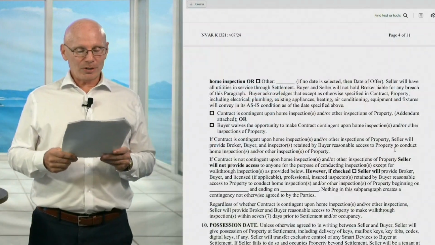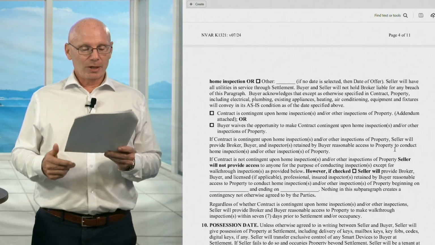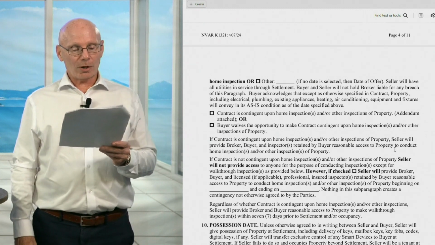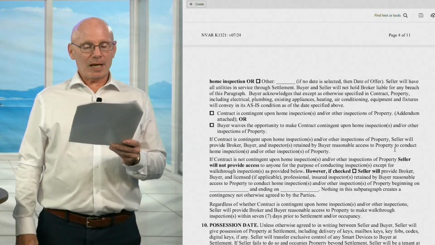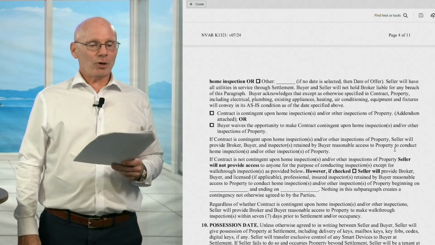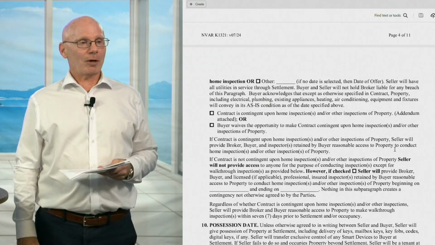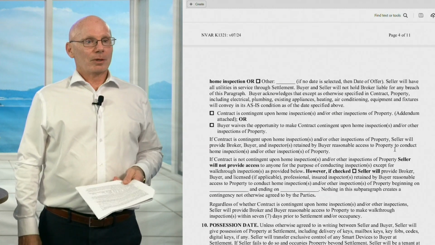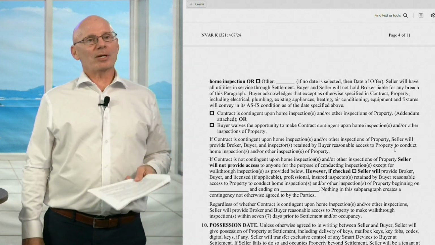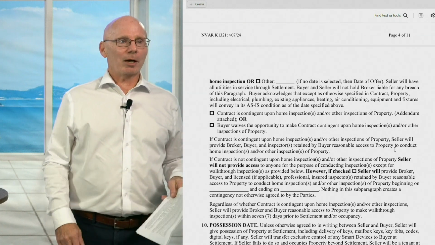So regardless of whether the contract is contingent upon a home inspection and or inspections, the seller will provide broker and buyer reasonable access to the property to make their walkthrough inspections within 7 days prior to settlement and or occupancy, okay? So the contract already says that the buyer can do their walkthrough within 7 days of the settlement, okay? Does that mean I can call you up as a listing agent and say, hey, my client wants to come in on the 10th, no ifs, ands, or buts about it? We want to come in on the 10th.